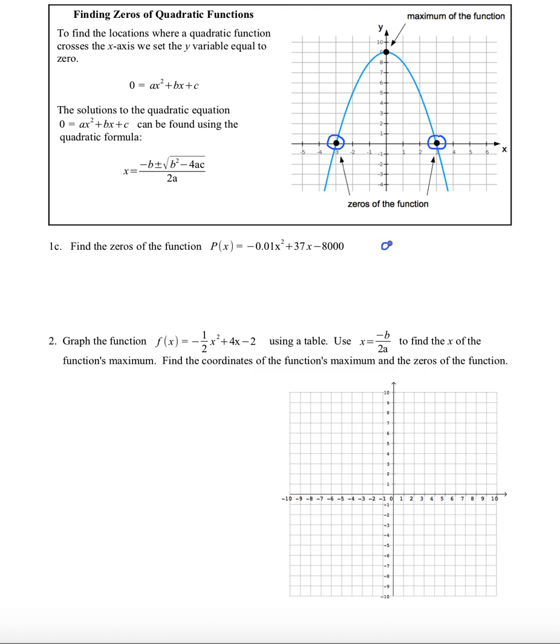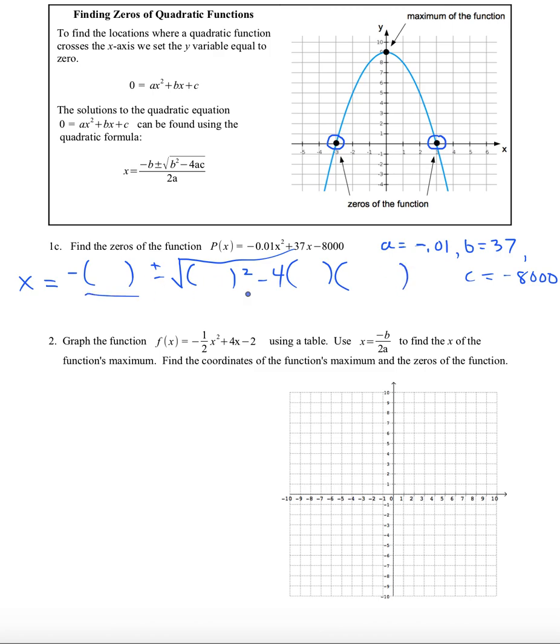So for this parabola, a is negative 0.01, b is 37, and c is negative 8,000. To find the zeros, we'll use what is called the quadratic formula. It says x equals negative b plus or minus the square root of b squared minus 4 times a times c, divided by 2 times a.